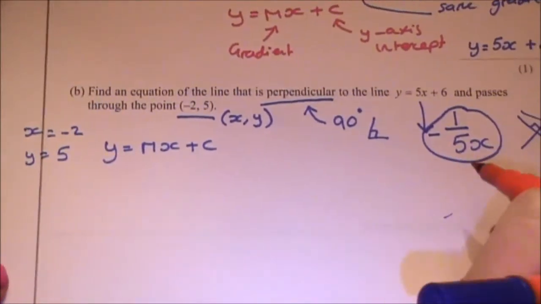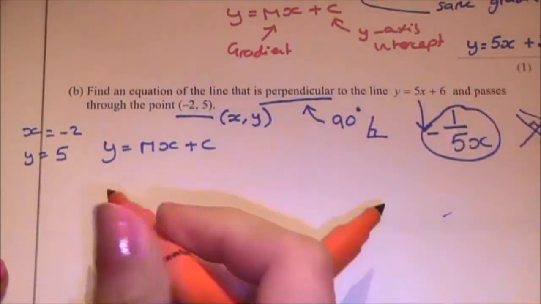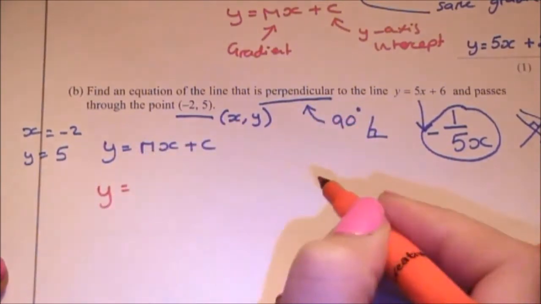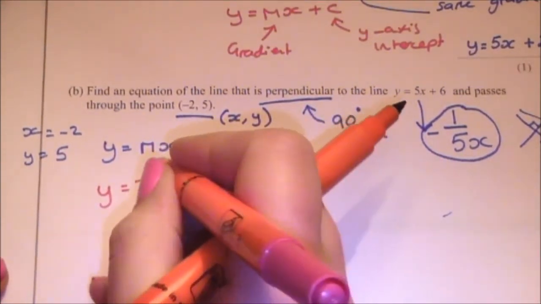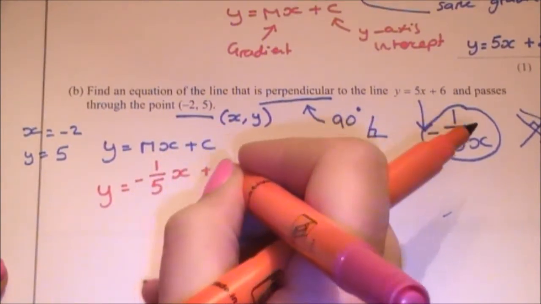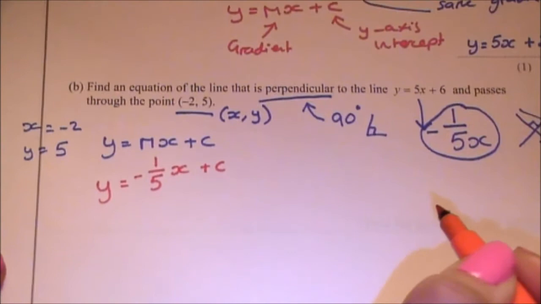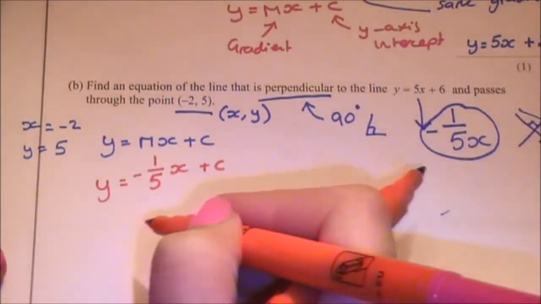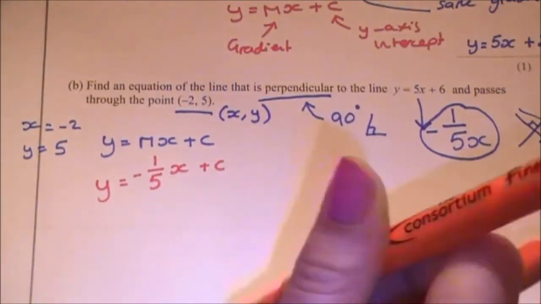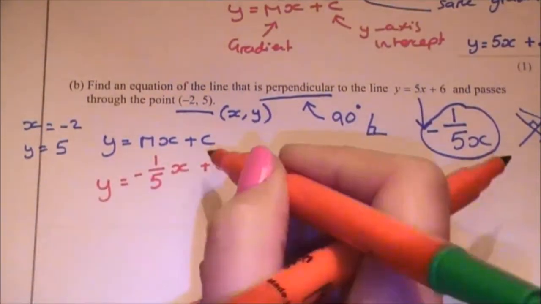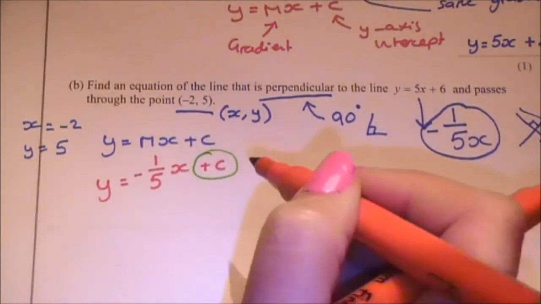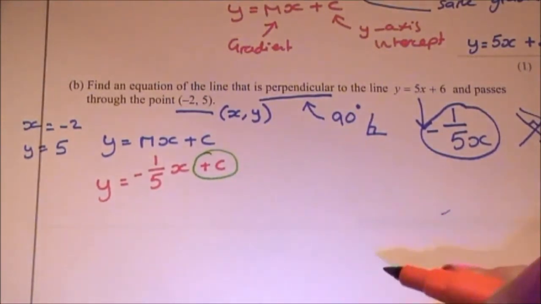So if I know that my original line had the gradient of 5x, I'm actually looking for a line where y equals -1 over 5x plus c. And in order to write that as an equation, I need to find a way of getting a value for c, because I need to know where my line crosses the y-axis.